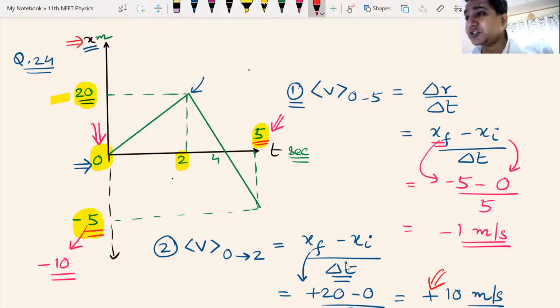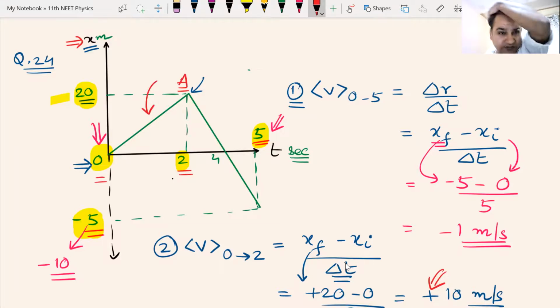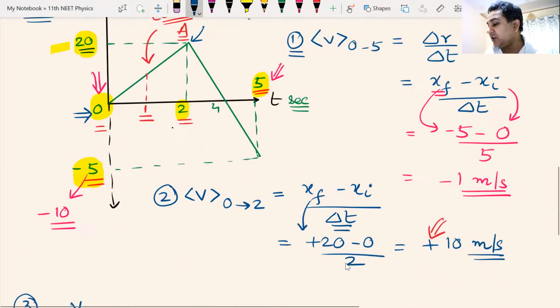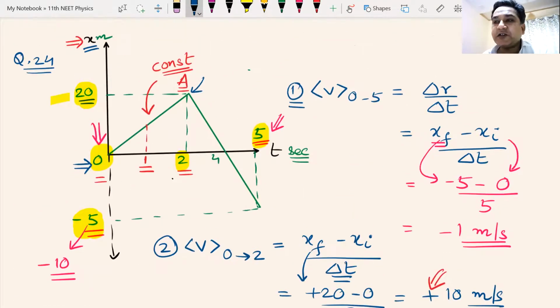Now my third question here. If I look from O to A, which is from 0 to 2 seconds, is the particle moving with constant velocity or with variable velocity? Velocity is constant. Now if I ask you, in between you will have 1 second. What is the velocity at 1 second? At 1 second, the particle is somewhere in between. Niharika gives me an answer.